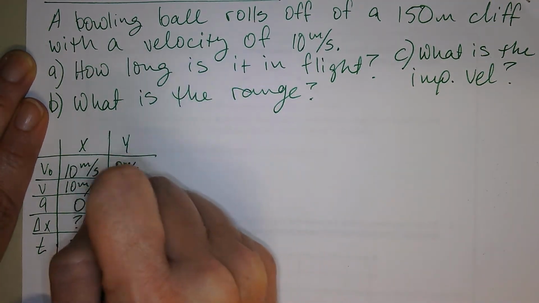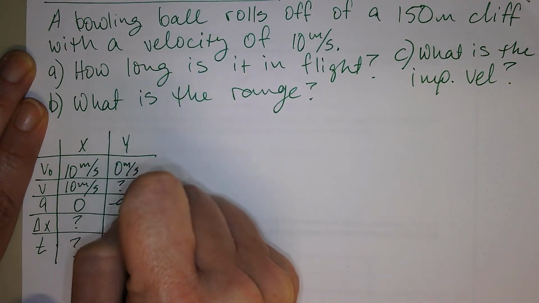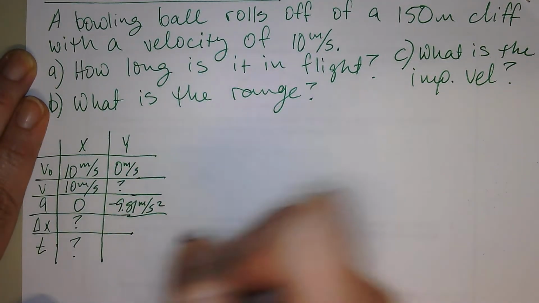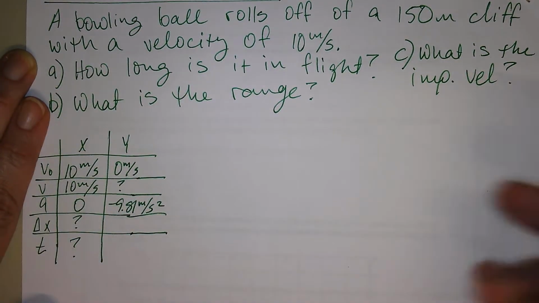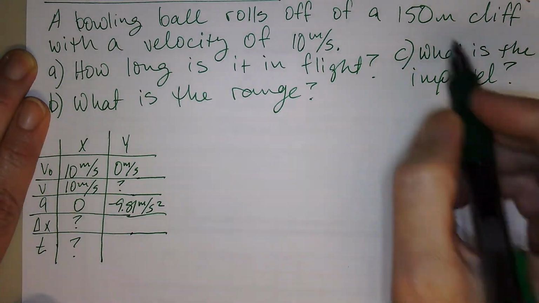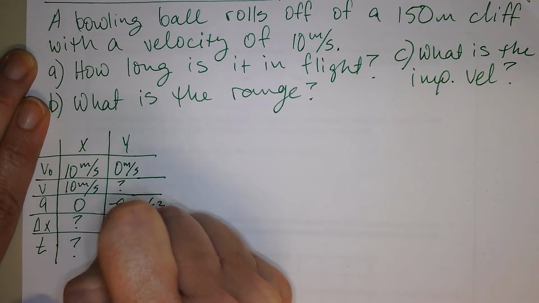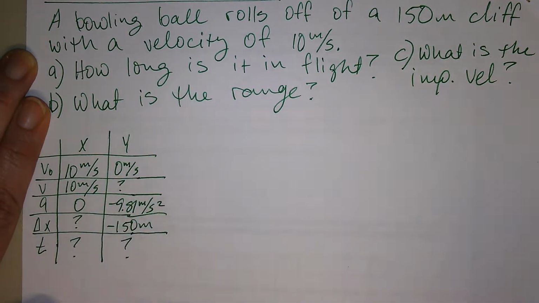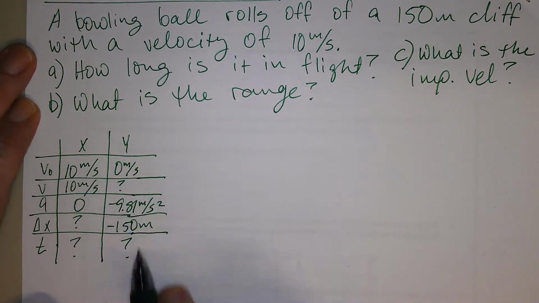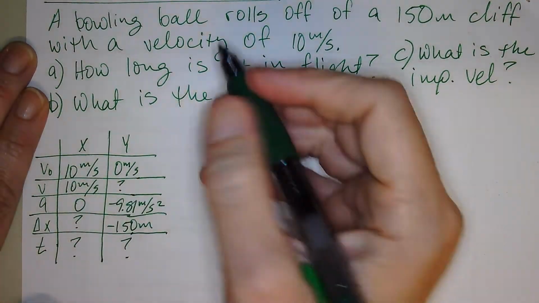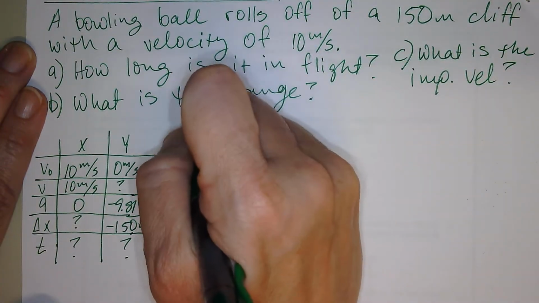And then my A is negative 9.81 because it's not touching anything. It's only having gravity. And then it's a 150 meter cliff, so my Y direction is negative 150 meters, and I'm looking for time. So it looks like I can use the Y information to find the time and the V final. So for part A, let's find time first.